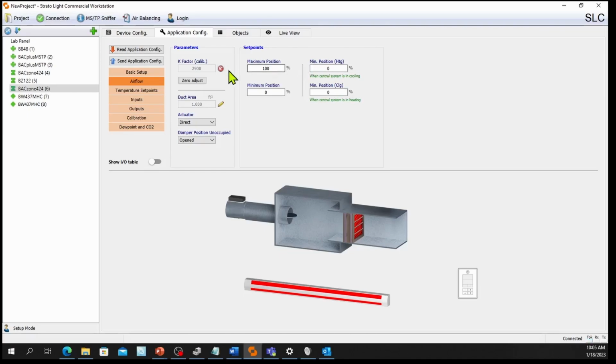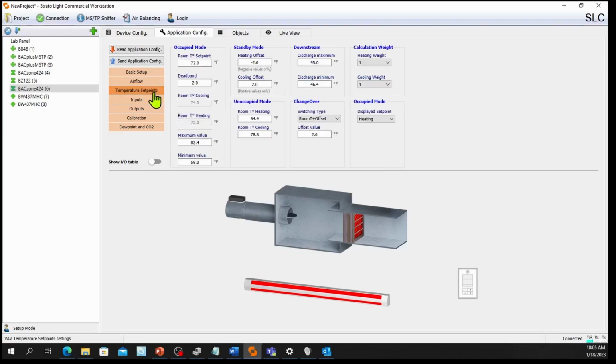Next, let's look at the temperature set points. The occupied set points are determined based on the room T set point and the deadband, where the cooling set point will be the room T set point plus the deadband. Standby offsets can be set here to determine how far off the VAV can go if put into standby mode. Downstream will give you your maximum and minimum discharge air values.